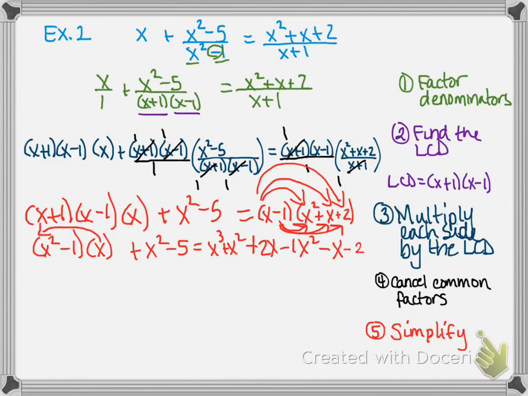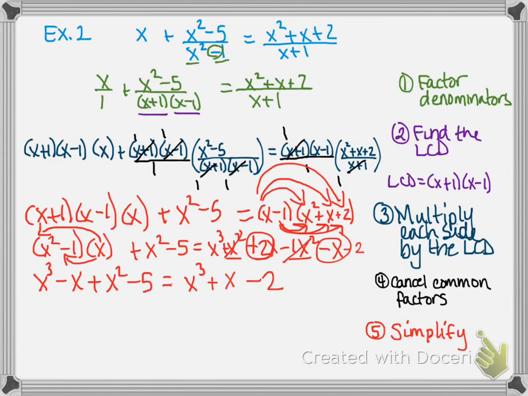On the left-hand side, x times x squared is x cubed. X times 1 is minus x. We still have plus x squared minus 5 equals x cubed. Combining my x squares, they're going to cancel out. Combining my x's, 2x minus x is plus 1x, and still have minus 2.